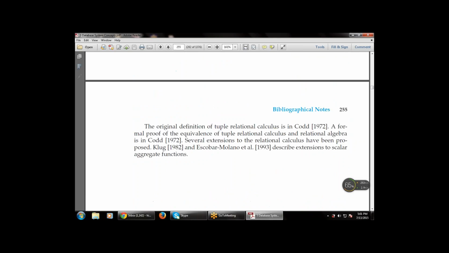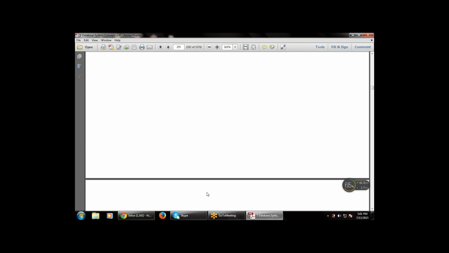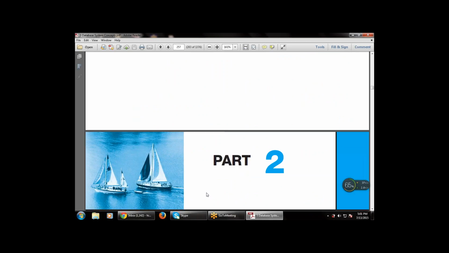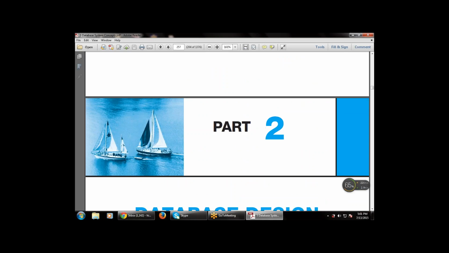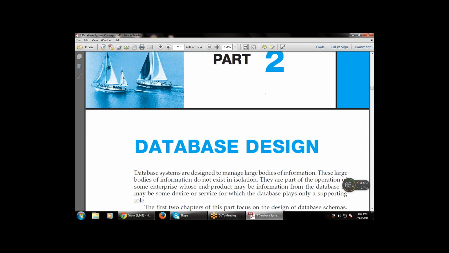This is the bibliographic notes. Now we have finished with chapter number 6. That is, we have finished part 1, which is the introduction to SQL, advanced SQL, and the relational query languages. Now next is the database design.